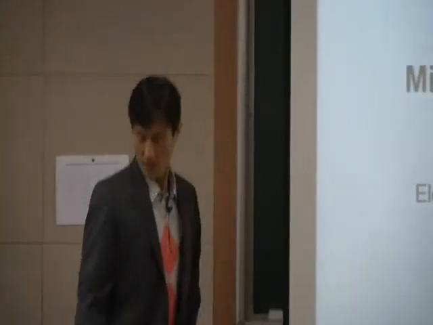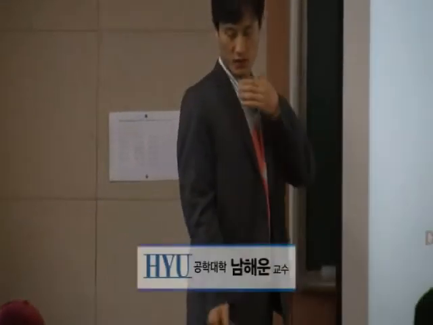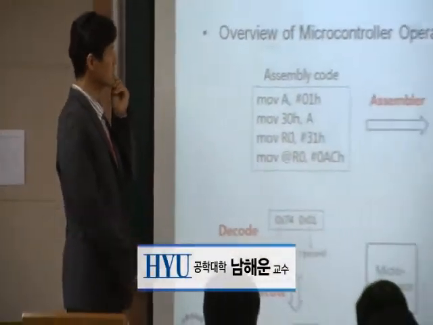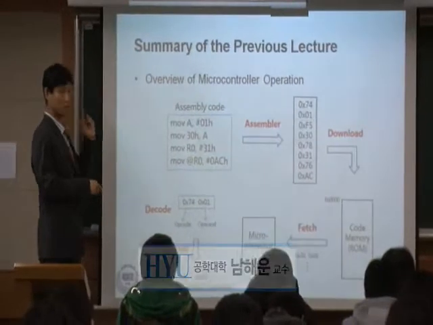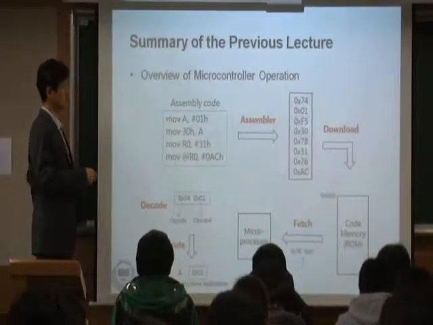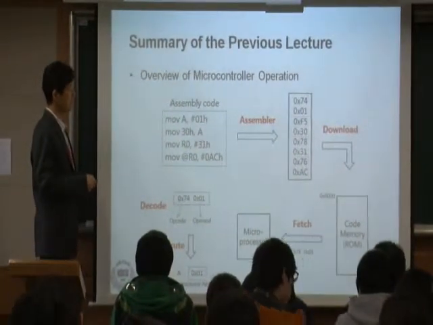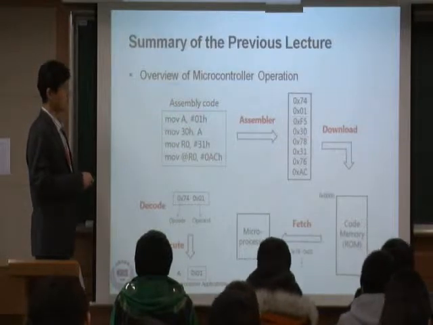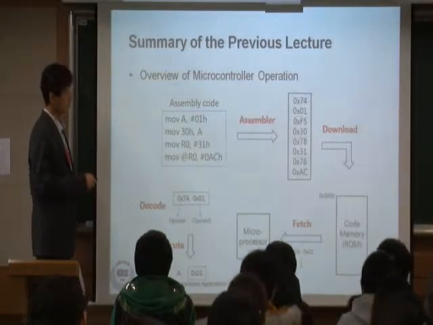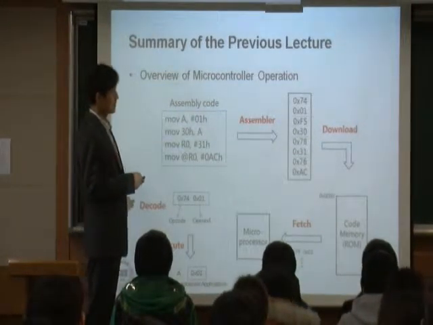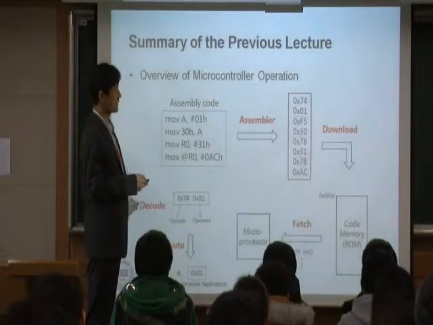Okay, let's get started. Last week we looked at the overview of controller operation. So you see here we have assembly code like this, right? So this is our code. And when you have assembly code, you run the assembler with this code. And the assembler converts this assembly code to binary.